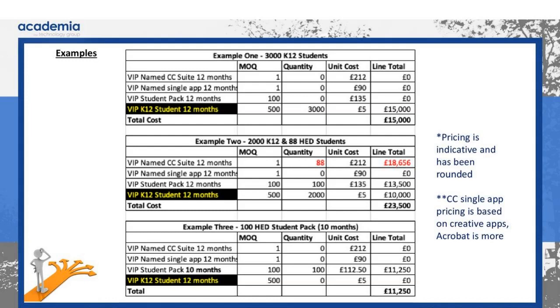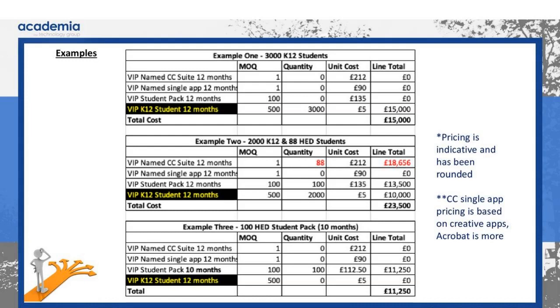Option 3 is based on an institution that has identified they have 100, or potentially they already had 70 HE students that require licenses, and the HED student license pack offers the best price point. But what I really want to draw your attention to here is that we've licensed this on a 10-month basis. So back to my earlier example, this could be a customer where we set up a VIP on the 1st of July and the 1st of September is when they've initiated their order.